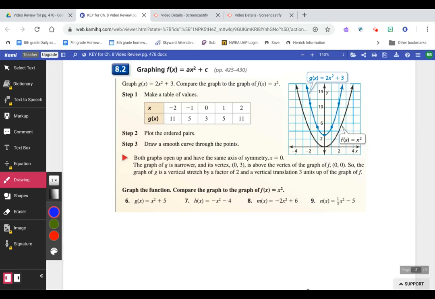Section 8.2, we are now graphing functions that are in the form ax squared plus c. So when we put the plus c in, our vertex will still be on the y-axis, but it's no longer at 0, 0. The vertex is somewhere along the y-axis. So if c is positive, it moves up on the y-axis. If c is negative, it goes down on the y-axis. So let's graph these four.